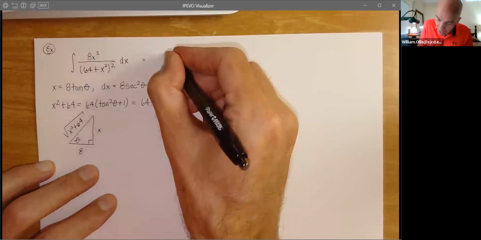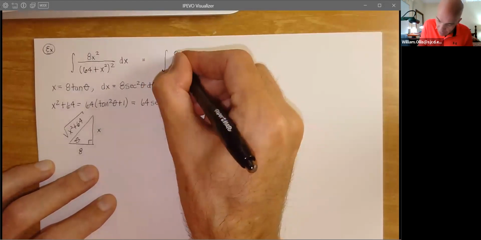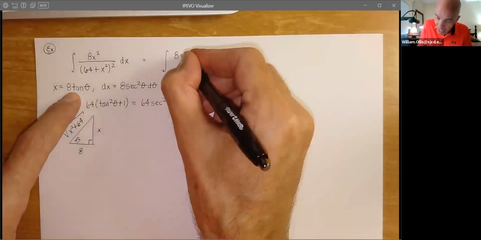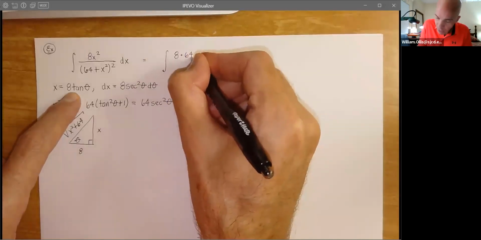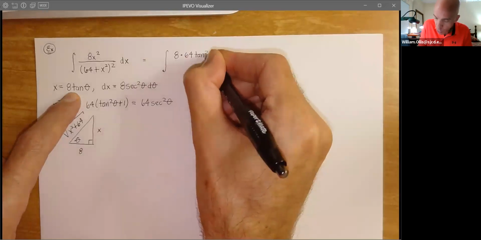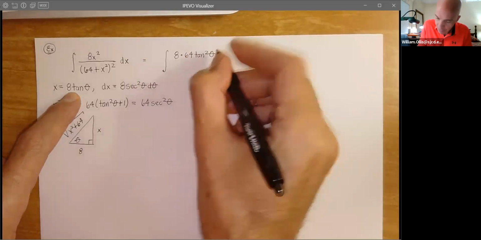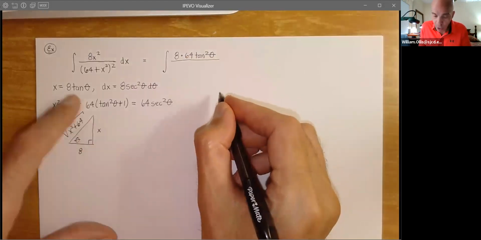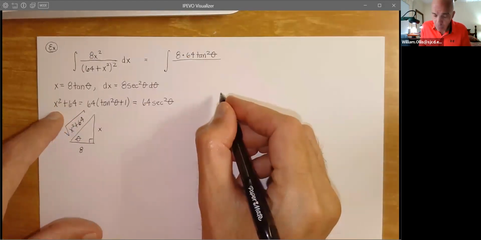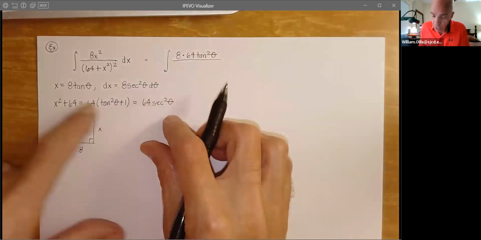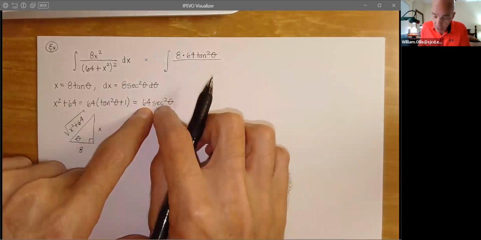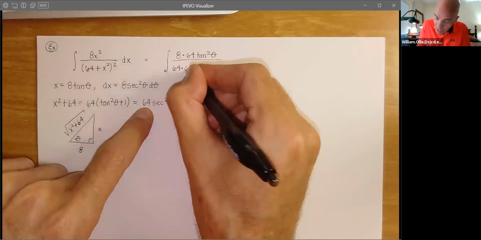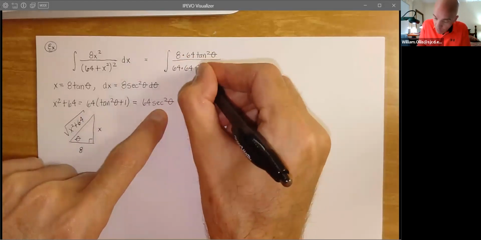So we have 8, but now we need x squared, so we square this out. So this will be times 64 tangent squared. So just square the x. And now we need to square x squared plus 64. So we square this and we square this. So we get 64, I'll just write it out, 64 times 64 secant to the fourth.